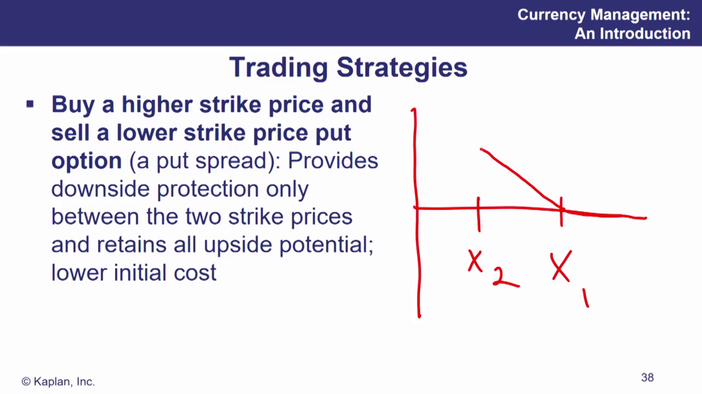And so what that means is that my payoff becomes flat. So if the price drops below X2, my protection is gone because my put options negate each other after that point. So get back to the text here. Provides downside protection only between the two strike prices. Basically, I only make money or get a positive payoff on my options between the range of X2 and X1 on those strike prices. So less protection.